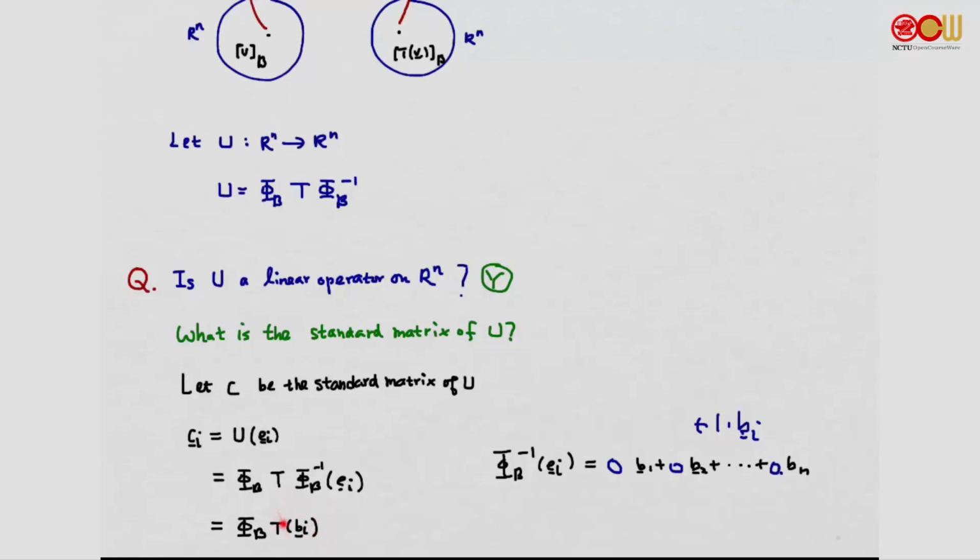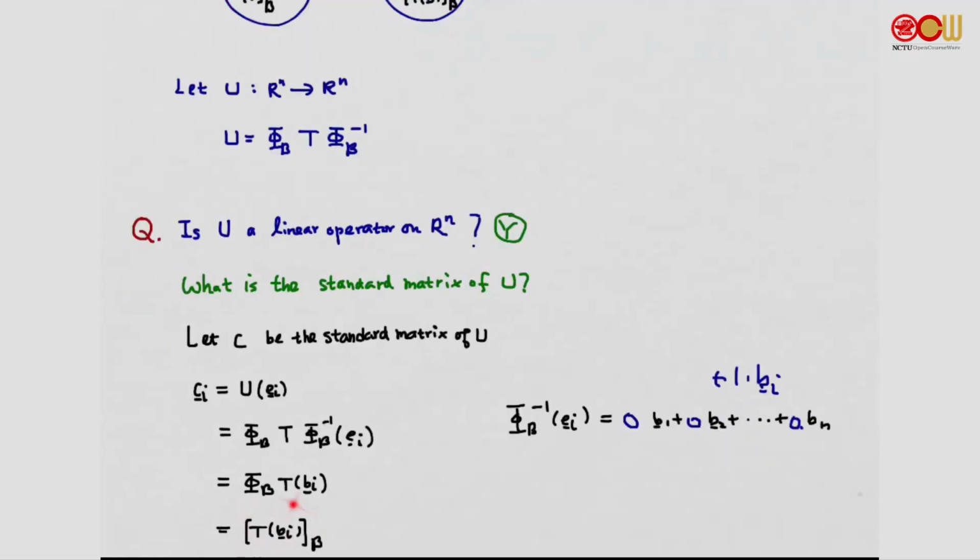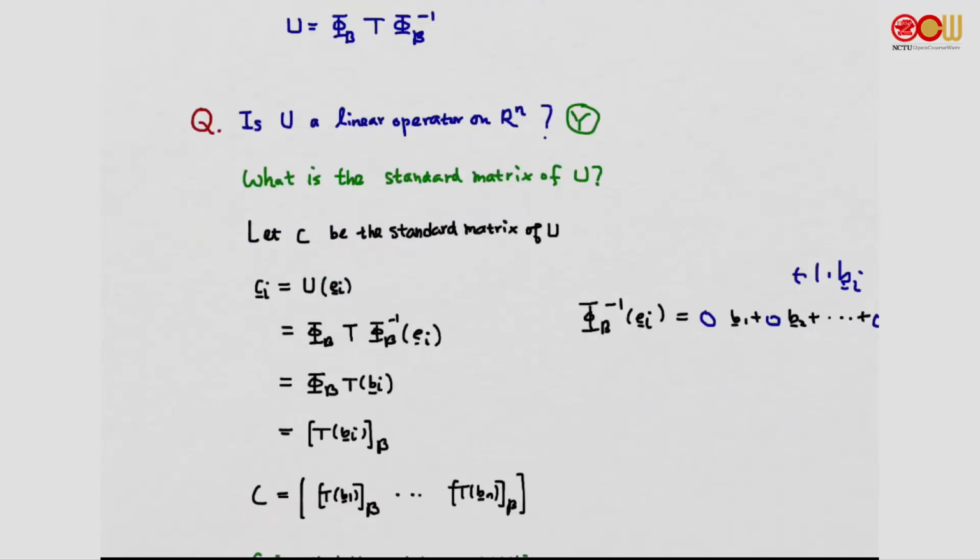So this is T bi. And then we apply the coordinate transformation. So we get the coordinate of T bi. Putting all the column vectors together, we have the standard matrix of U, the C matrix. The C matrix has column vectors equal to the coordinate of the image of the ith basis vector.